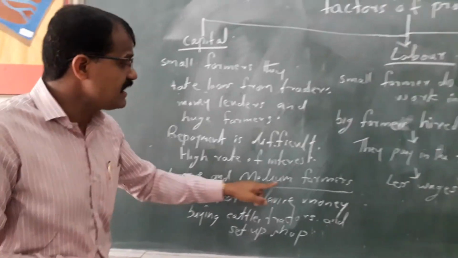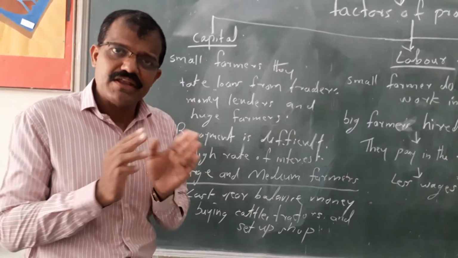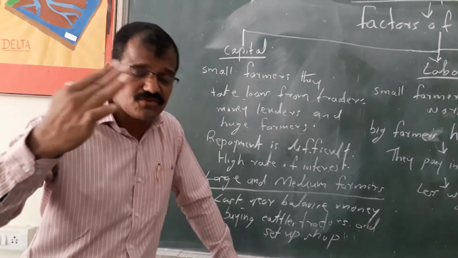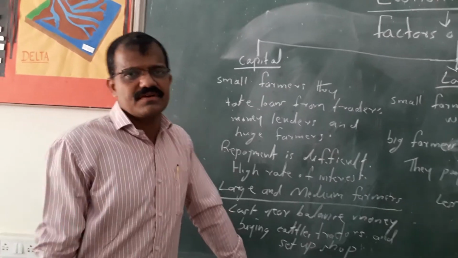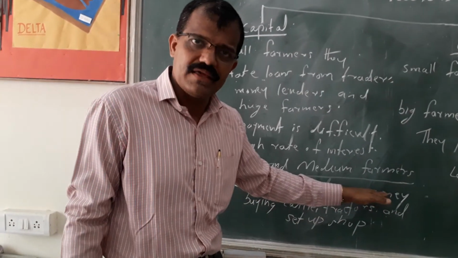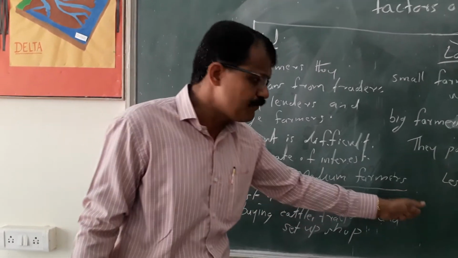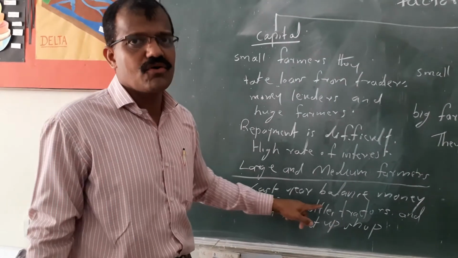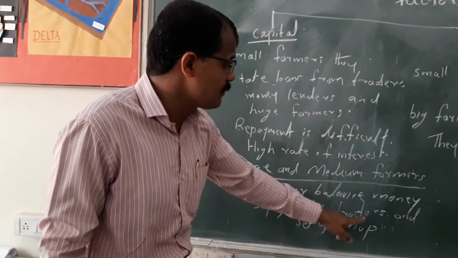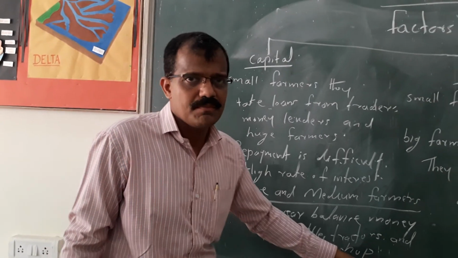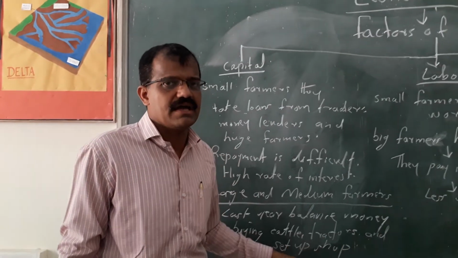The large and medium farmers have enough capital, because last year they sold thousands, quintals, of wheat or other grains, and they got a lot of money. That money they deposit and keep for this year's cultivation. Again, that money they use for buying cattle and tractors, and they set up shops in the village of Palampur. In that way also they are earning money.